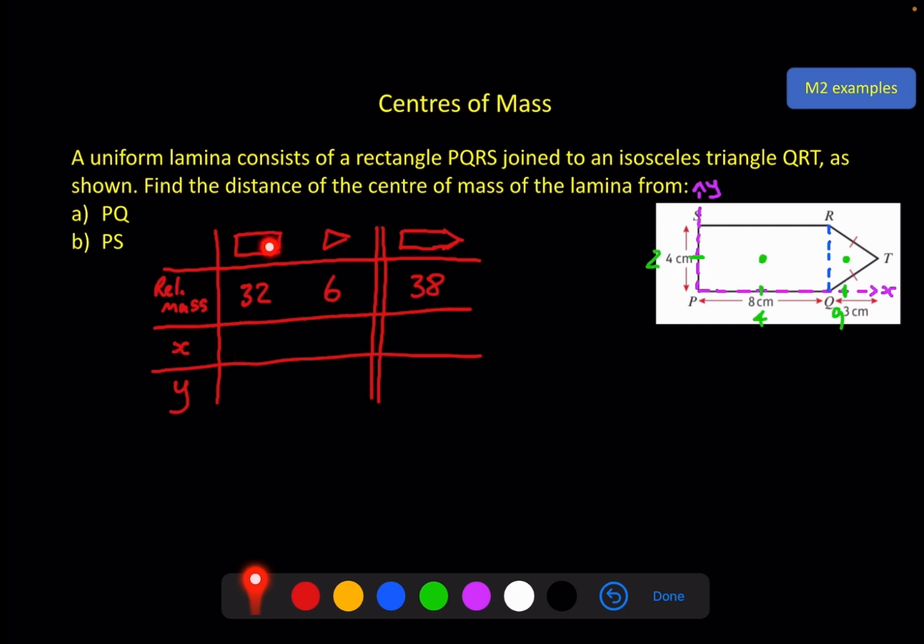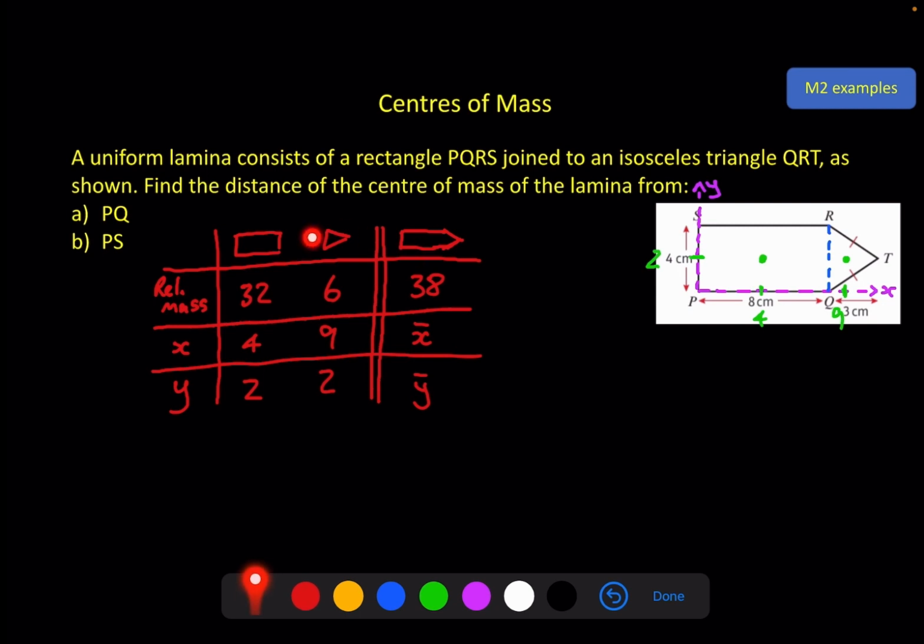The x-coordinate of the center of mass of the rectangle is 4. The y-coordinate is 2. So we've got a 4 here and a 2 here. For the triangle, the x-coordinate is 9. The y-coordinate is 2. And for the whole shape, the coordinates for the center of mass are the very things I'm trying to find. And as usual, I call that x bar and y bar. Okay, that's step 1, 2, and 3 finished.